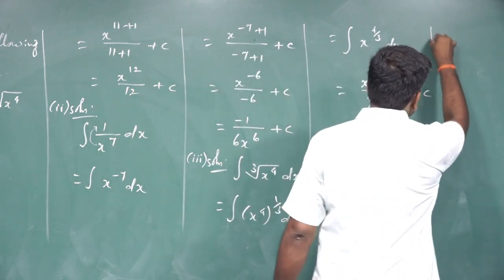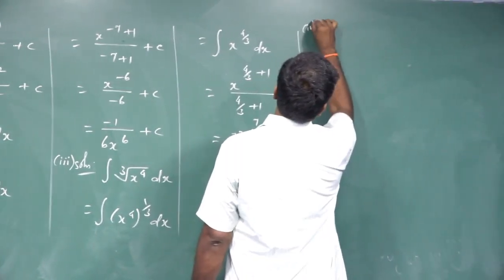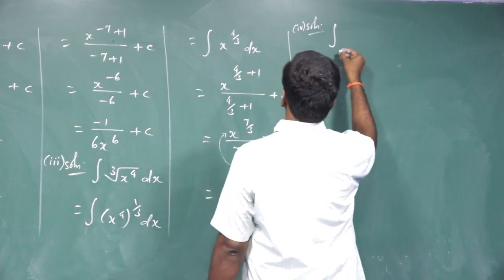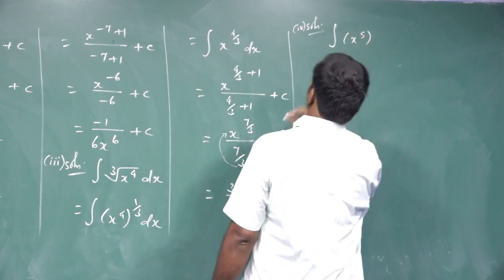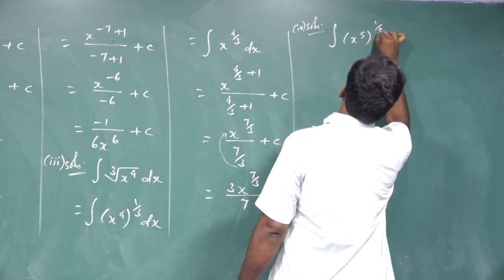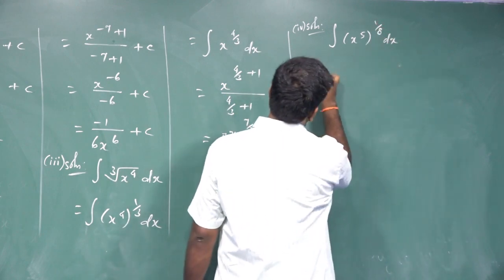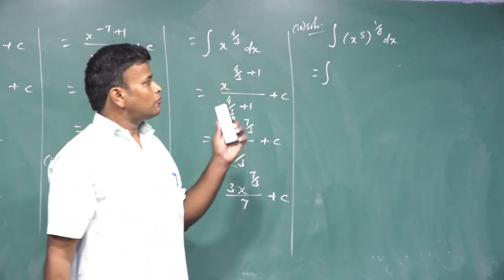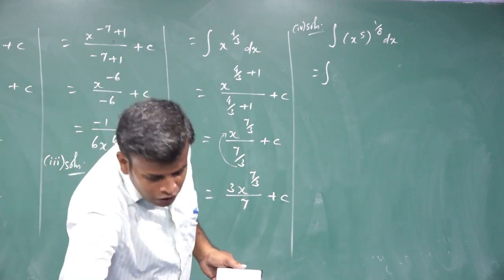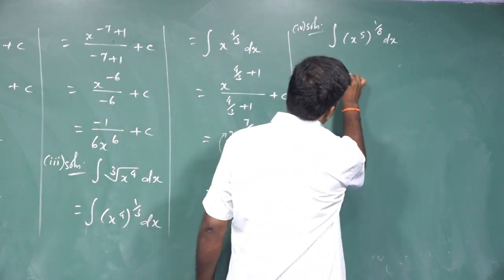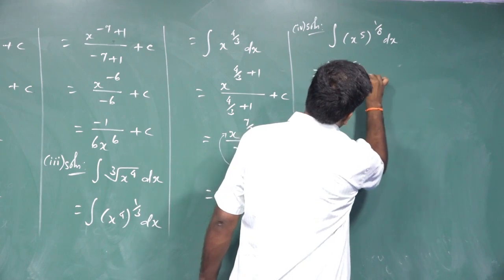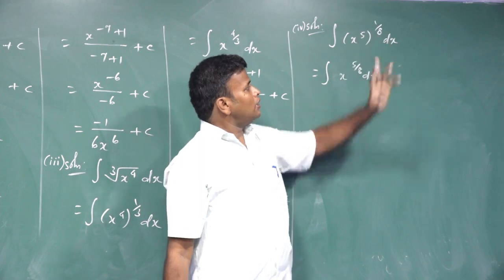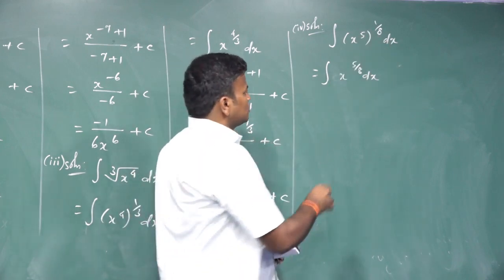Now we see the fourth one. Integrating of x power 5 whole power 1 by 8 into dx. You see it is also the same as the previous third one. We write x power 5 whole power 1 by 8 as x power 5 by 8. We multiply these two powers, 5 power 1 by 8 is 5 by 8.